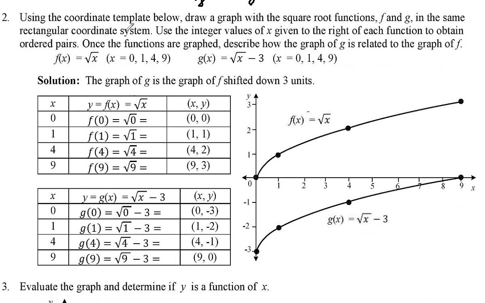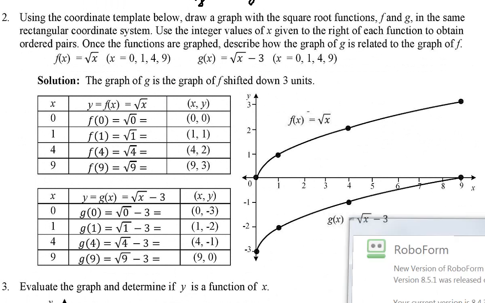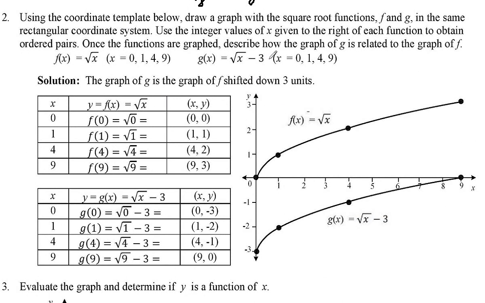In number 2 here, we're using the coordinate template to draw the graph of the square root functions for f and g in the same coordinate system, and then we're going to use integer values of x and obtain ordered pairs. And then once the functions are graphed, we're describing the relationship between the two. So our function f is root x, and we're going to use the values 0, 1, 4, and 9. Our function g is root x minus 3, again using x's 0, 1, 4, and 9 to graph.